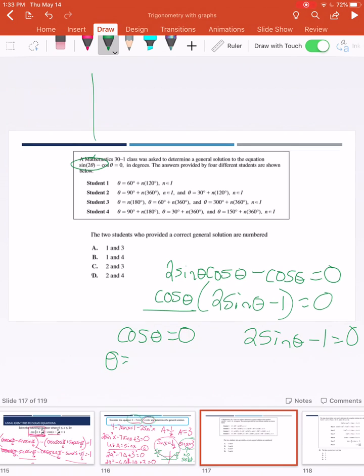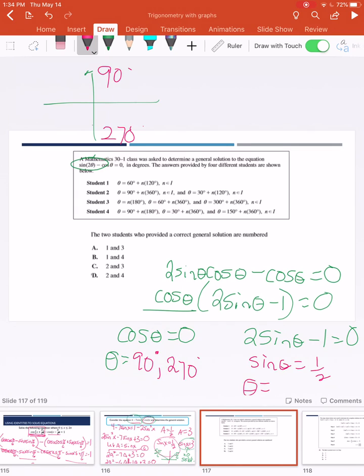So if you look on your unit circle, cosine should equal 0 at pi over 2 as well as 3 pi over 2. It looks like we're dealing with degrees here, so let's rewrite that in degrees. So 90 degrees and 270 degrees. So 90 degrees, 270 degrees, those would be my principal angles. And then sine theta equals positive 1/2. Again, I'll use that unit circle. I know sine theta equals positive 1/2 at 30 degrees and 150. So those are my principal angles. So now let's see if we can find a general solution. So let's check all the ones that the students have.